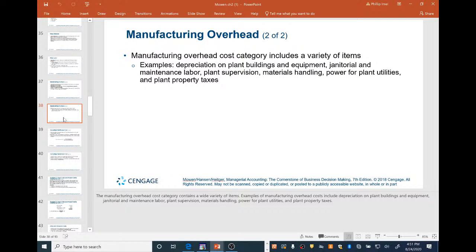Janitorial and maintenance labor. Obviously janitors are cleaning the whole building, but they might clock it by time spent cleaning the sales department, time spent cleaning the factory, so maybe that's how they go about allocating the janitorial work. Materials handling, power for plant utilities, stuff like that. Computers in the accounting department and the legal department are going to draw power, as are the lights, but not nearly as much power as these big manufacturing machines are pulling to produce the furniture or shoes or whatever it is we're producing. So that's a little bit about the manufacturing overhead there. It's just anything that you can't directly trace, but you have to allocate.